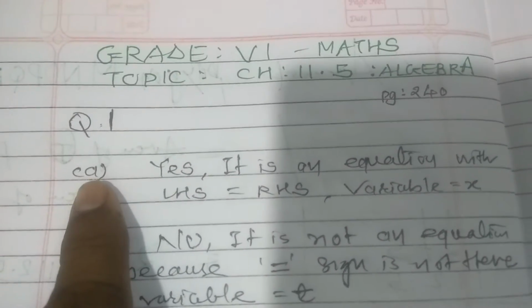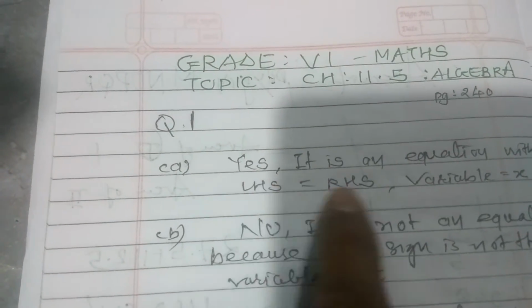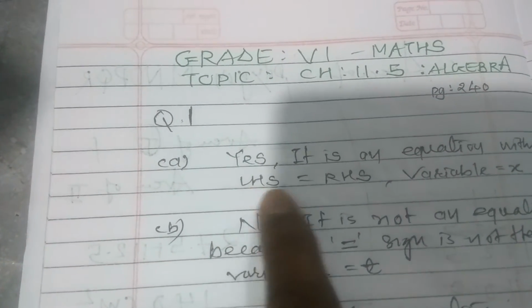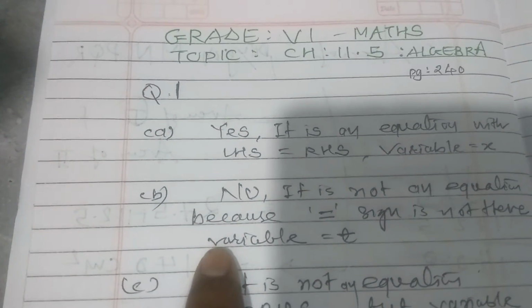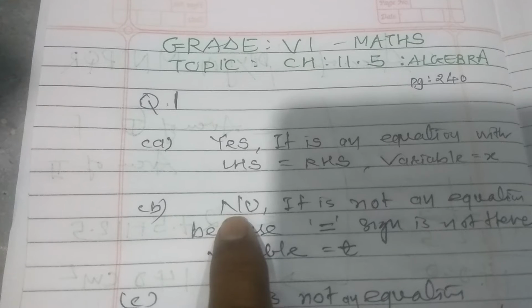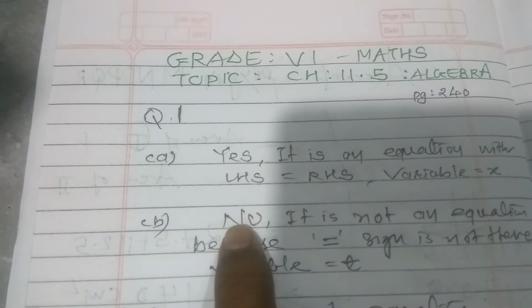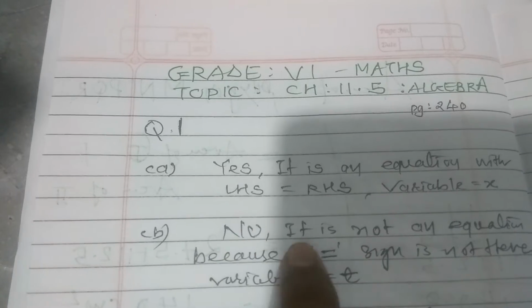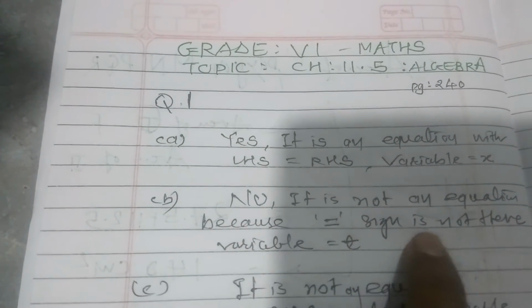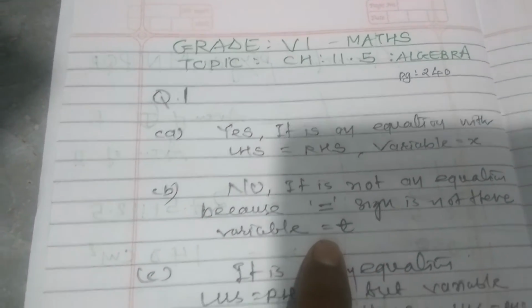Question number 1 is 17 is equal to x plus 7. So yes, it is an equation with LHS equal to RHS, variable is x. B, t minus 7 is greater than 5. So greater than is there, so it is not an equation because equal to must be there. So here you write down no, it is not an equation because equal to sign is not there. But the variable is there, variable is t.